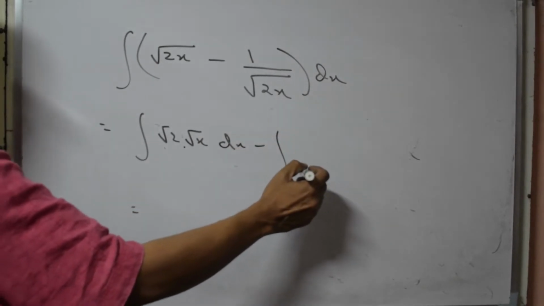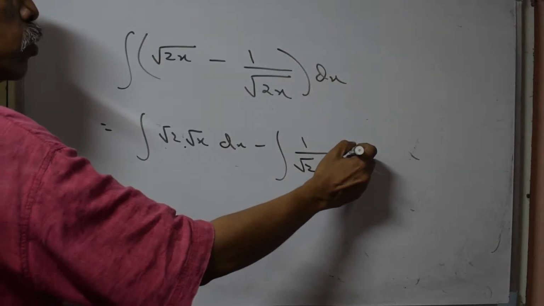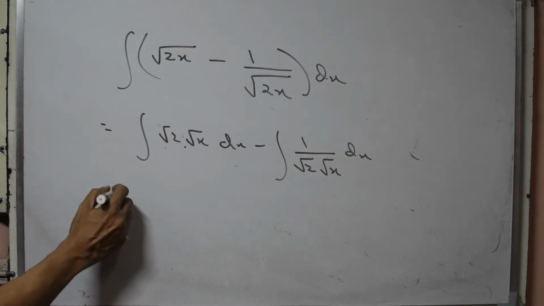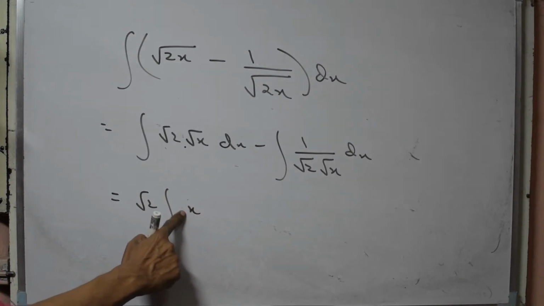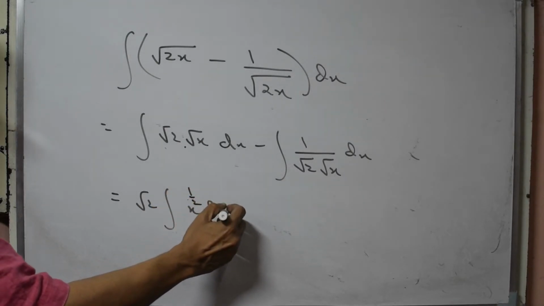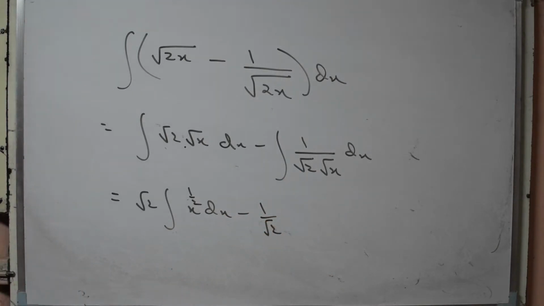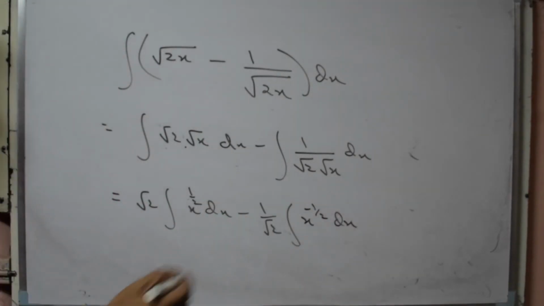Then the second term will be 1 by root 2 multiplied with root x. Now this root 2 is a constant. It will be taken outside. Root 2 outside, root x means x to the power half dx. And this root 2 in the denominator will also be a constant. It will be outside. And the x term in the denominator we can write in the numerator. That means we can take x to the power minus half dx.